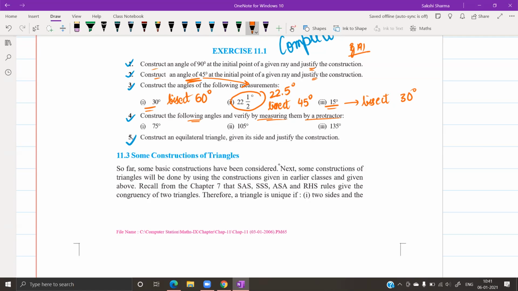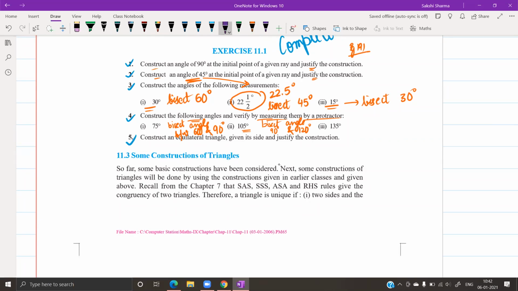75 degrees. This will be obtained by bisecting the angle 90 and 60. 60 degrees and 90 degrees. What about 105? 90 and 120. So 75 is an acute angle. This will be before 90. 105 is obtuse. This will be after 90. So 90 and 120. Then afterwards, we have 135.